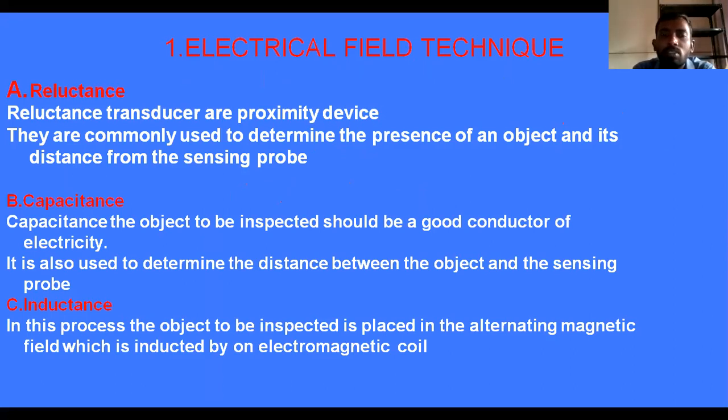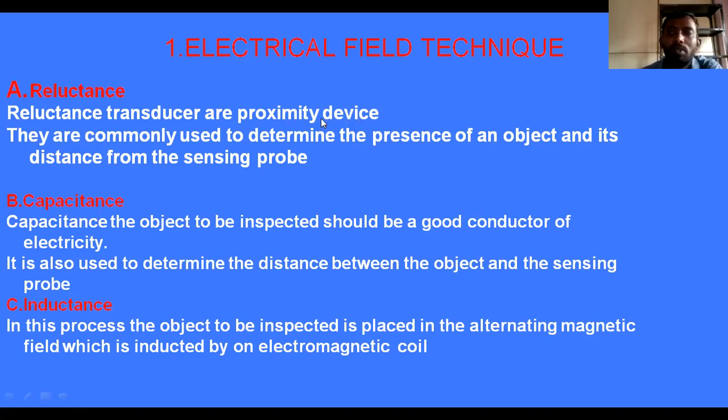So this is one of the electrical field techniques, and it is one of the non-contact inspection methods. It does not contact the object, yet it shows the quality of the product. How does it show the quality of the product? By using these three: reluctance, capacitance, inductance. Reluctance transducers are proximity devices.